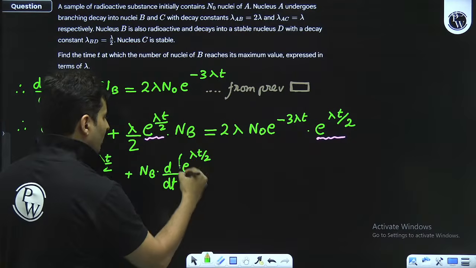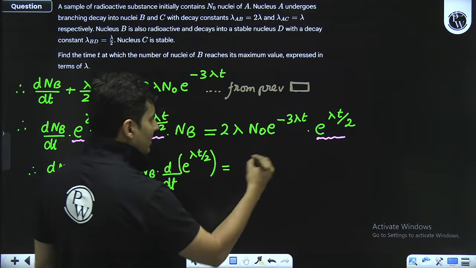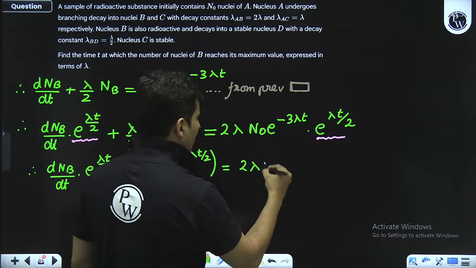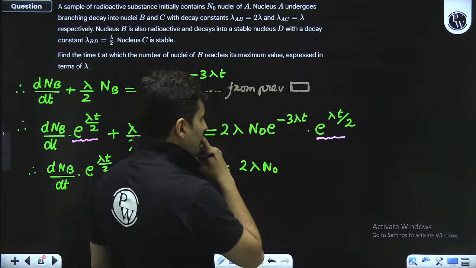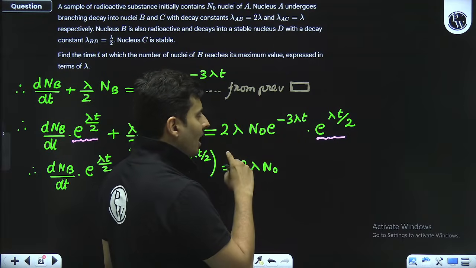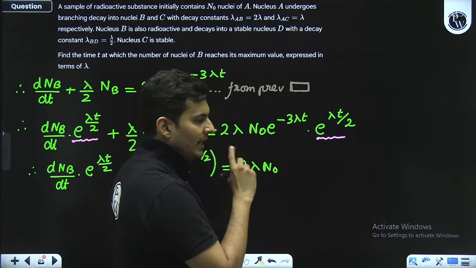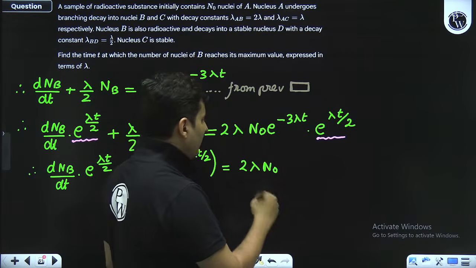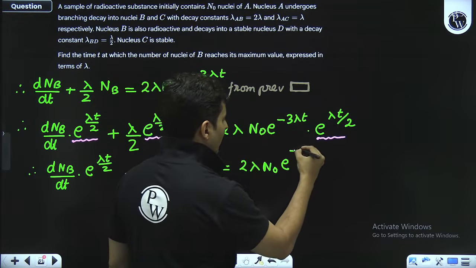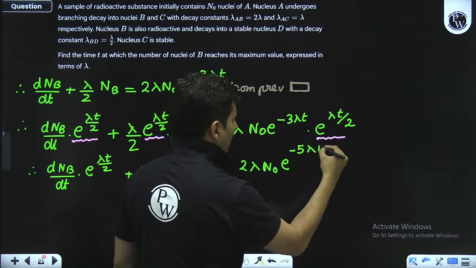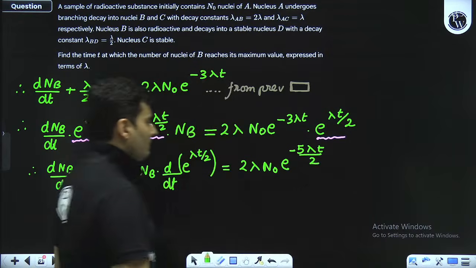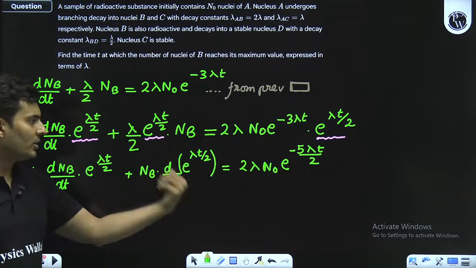How many of you are able to see this now? This is equal to this entire thing, which is 2 lambda n naught, minus 3 lambda t plus half is minus 2.5, so e raised to minus 5 lambda t divided by 2. How many of you saw this step now?